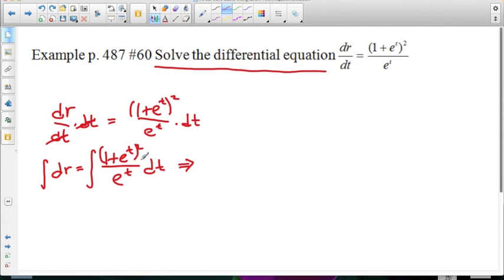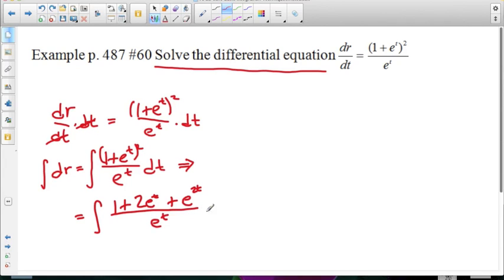So the first thing we need to do is expand that. Remember, expansion was one of those first options to try on that list of things to do in your basic rules list a page or two ago. And so I'm going to go ahead and FOIL this. So that is going to be 1 plus 2e to the t plus e to the 2t, right? E to the t times e to the t is e to the 2t over e to the t.